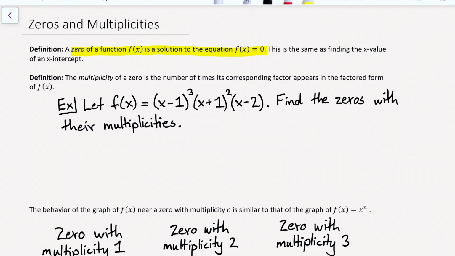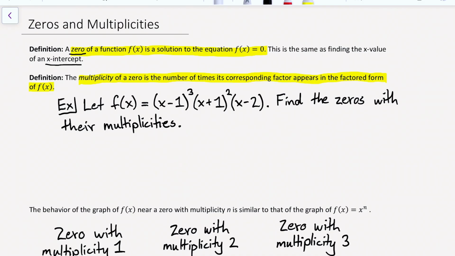And so the words zero and x-intercept are roughly interchangeable, although zero is referring to the x value and x-intercept is typically referring to the entire point with an x value and a y value of 0. So given a zero, we can talk about its multiplicity. The multiplicity of a zero is the number of times its corresponding factor appears in the factored form of the polynomial. Let's consider that with an example.